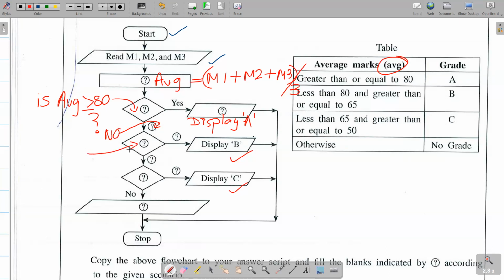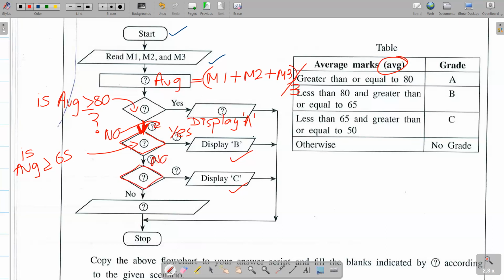And the next condition is, is AVG larger than or equal 65? And in this condition, you don't need to check whether it is less than 80, because the marks coming from this part are already less than 80. So you don't need to check specifically whether it is less than 80. It is already. Right? So you only need to check whether it is larger than or equal to 65. So you can go with the B. Right? So yes goes here, no goes here.